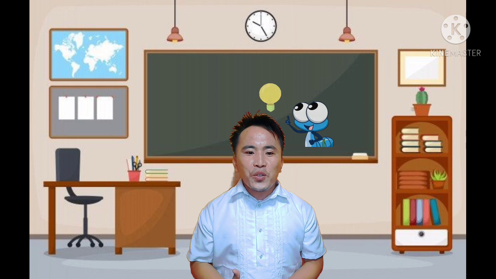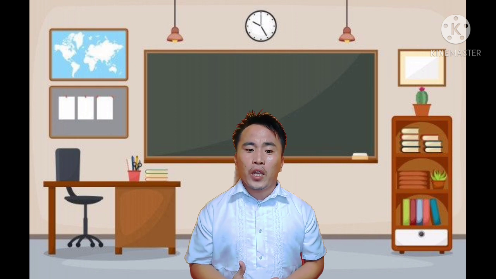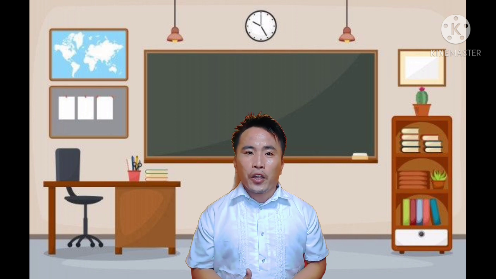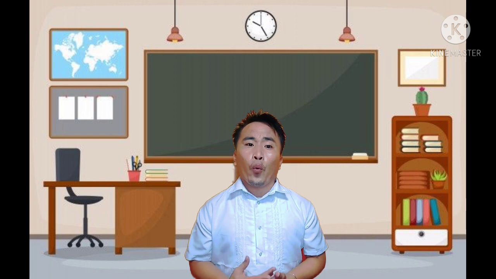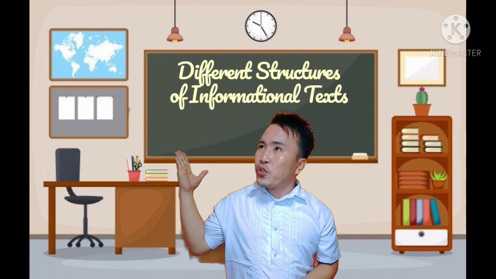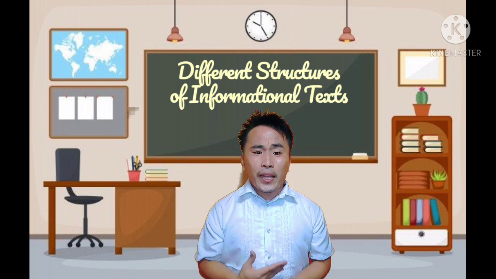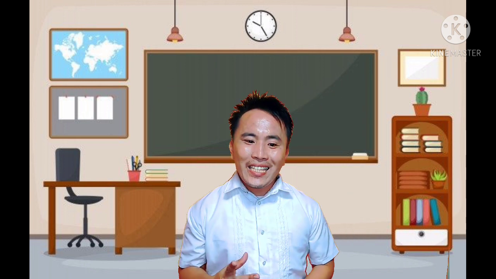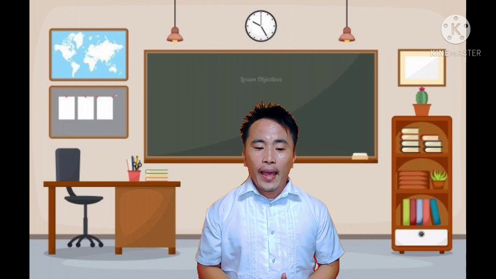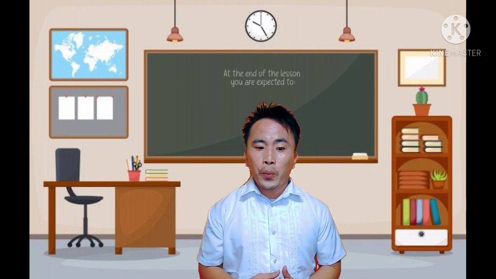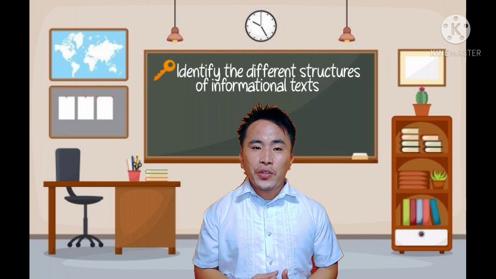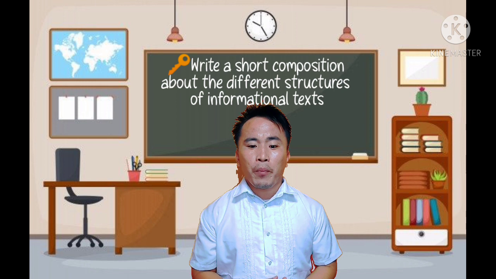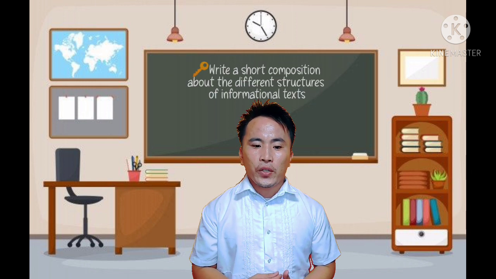I think our lesson for today would help each of you in improving your communication skills, particularly in presenting factual and truthful information. Today, we are going to discuss the different structures of informational texts, a strategy in developing oral language and writing composition. Kids, the lesson objectives are the following. At the end of the lesson, you are expected to: first, identify the different structures of informational texts. Second, write a short composition about the different structures of informational text.